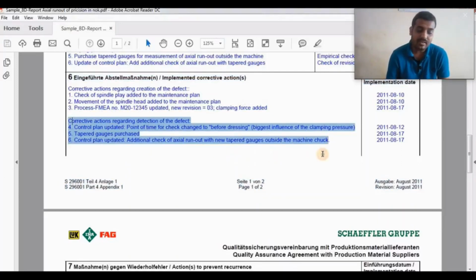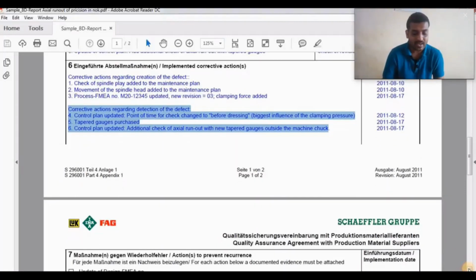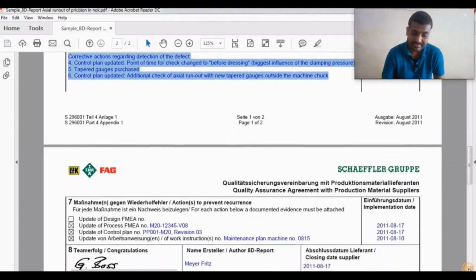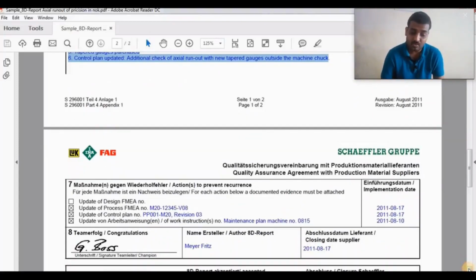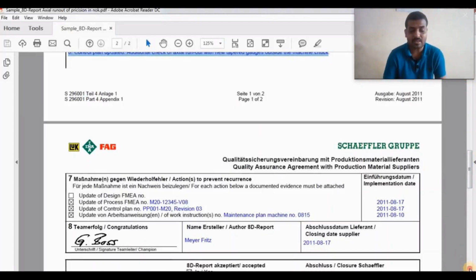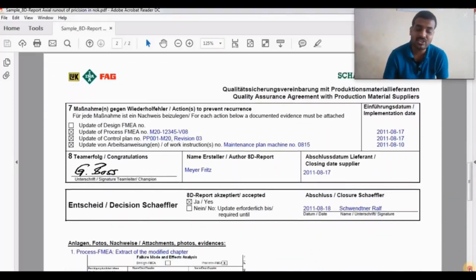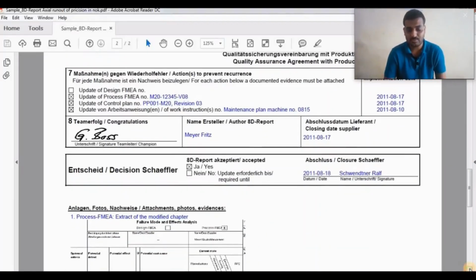Okay, then the next phase. Here comes D7, that is establishing preventive actions. Okay, so they have mentioned here updation of design FMEA, then updation of process FMEA, that is DFMEA and PFMEA. Okay, then they have updated the control plan. Also they have updated the work instructions of the machine maintenance plan.